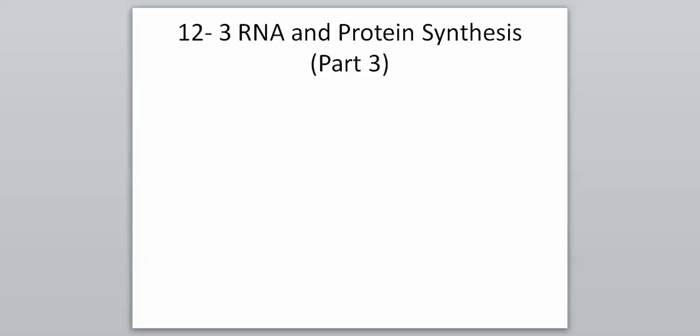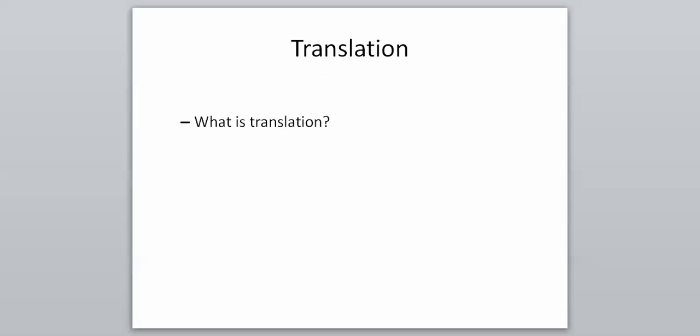Welcome back, Bio. We are finishing off section 3 in chapter 12. So far we've focused on how RNA is made using DNA through the process of transcription, and now today we're going to look at how RNA makes protein through the process of translation.